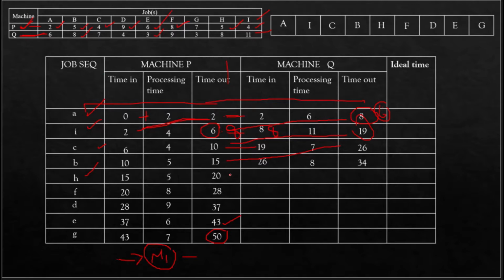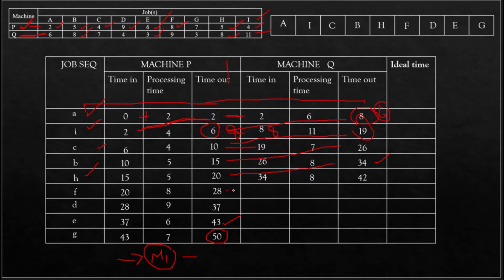Again do a cross check from here to here, machine 1 to machine 2, P to Q. So 20 and 34. 34 is the maximum one. So we'll give the in time as 34, and the processing time of the H job is 8 hours. So 34 plus 8 will get 42.